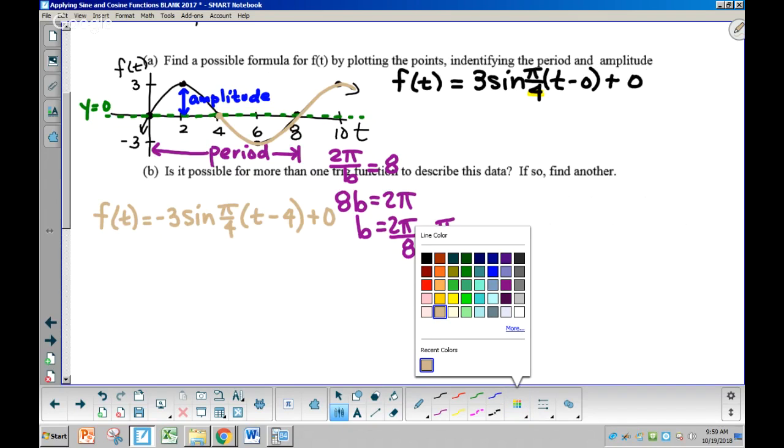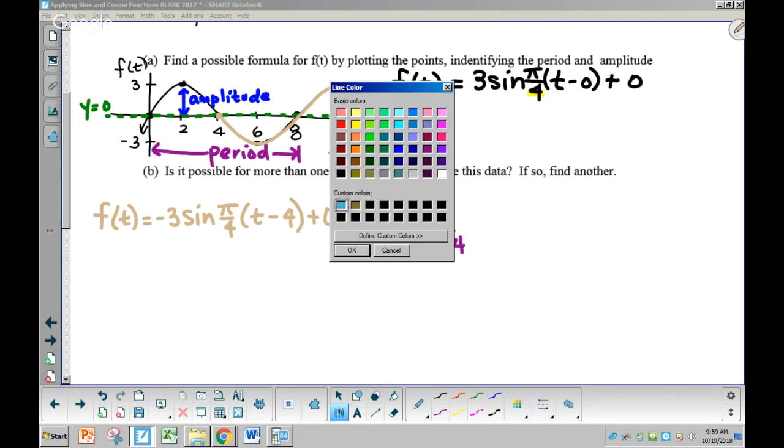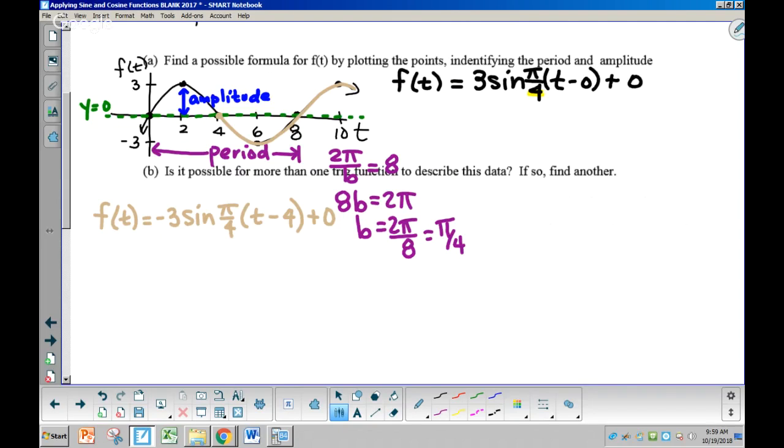All right, you want to name a cosine? Where do you want to start? At 2? Okay, I like it. That would be where we were starting. So there would be f of t equals 3 cosine pi over 4 times t minus 2 plus 0, which you don't have to show. I'm just showing it there.